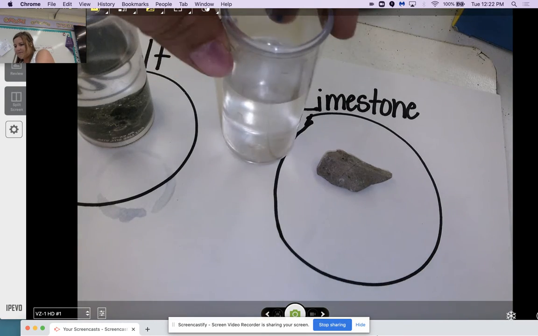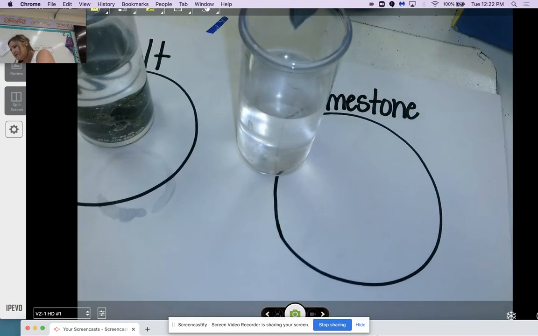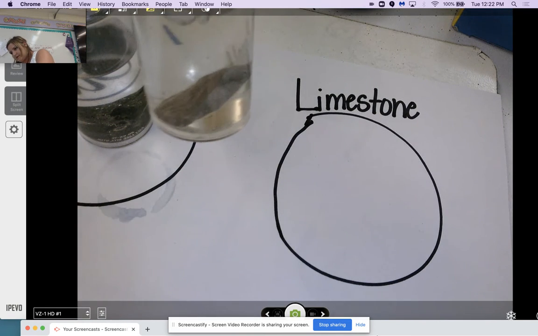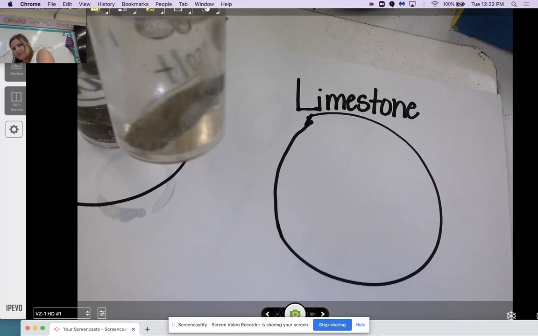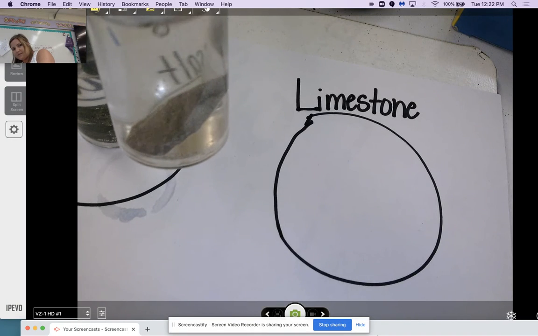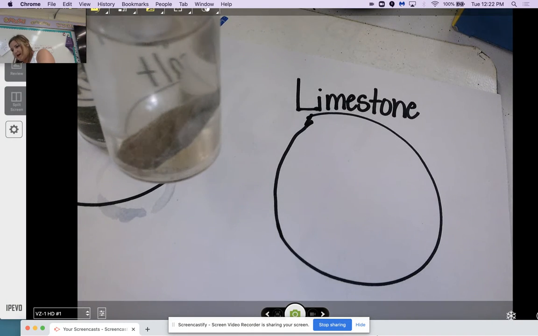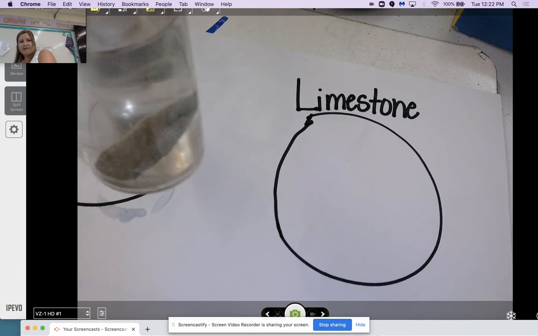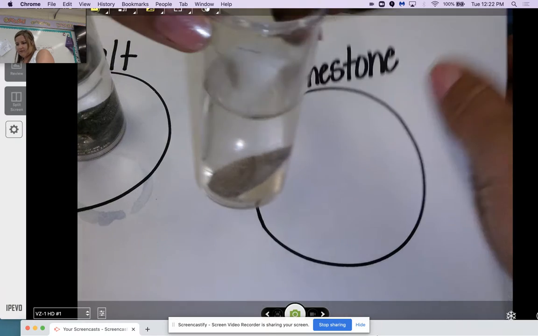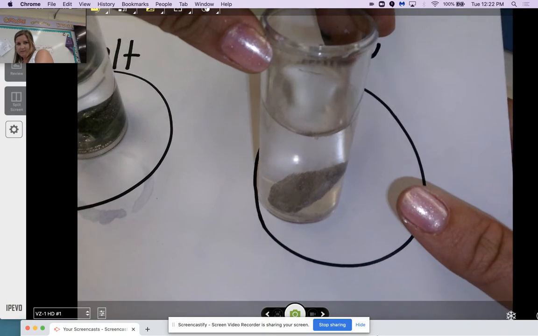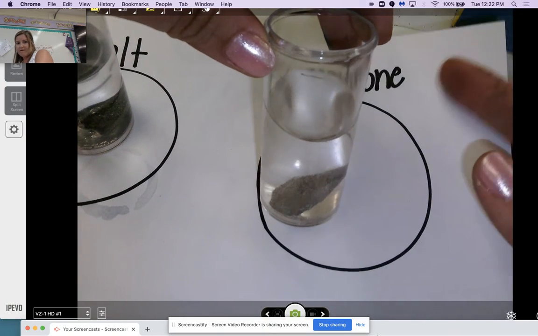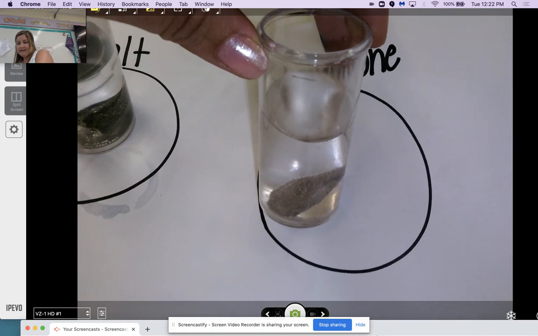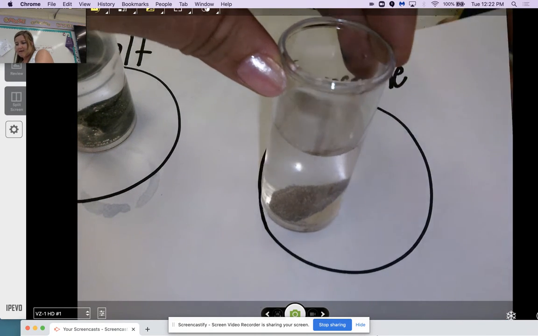We'll go ahead and put the limestone in now. If you look really, really closely, we do see some bubbles coming off. That can sometimes indicate that we are having a chemical reaction. I know it's difficult to see, but there are small bubbles coming off of this rock. I'm trying to put the white behind it so you guys can see, but we see some bubbles coming off there.